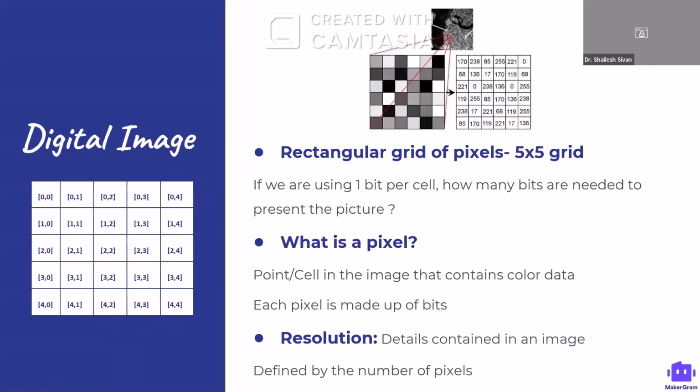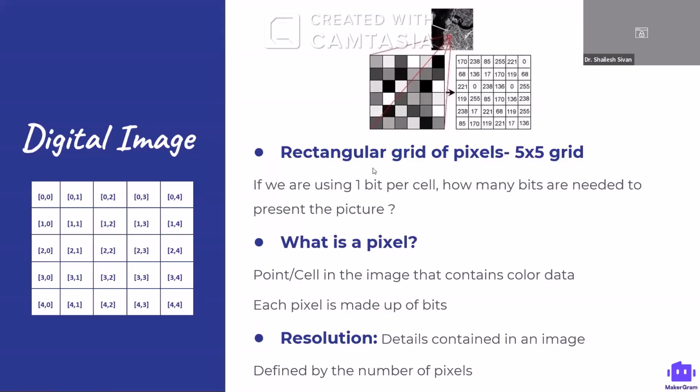So what is a digital image? As you can see, this is a digital image, an aerial image. If you zoom into that aerial image, you can see a collection of square blocks. That collection of square blocks is called pixels. A pixel is the unit element which holds information within an image.